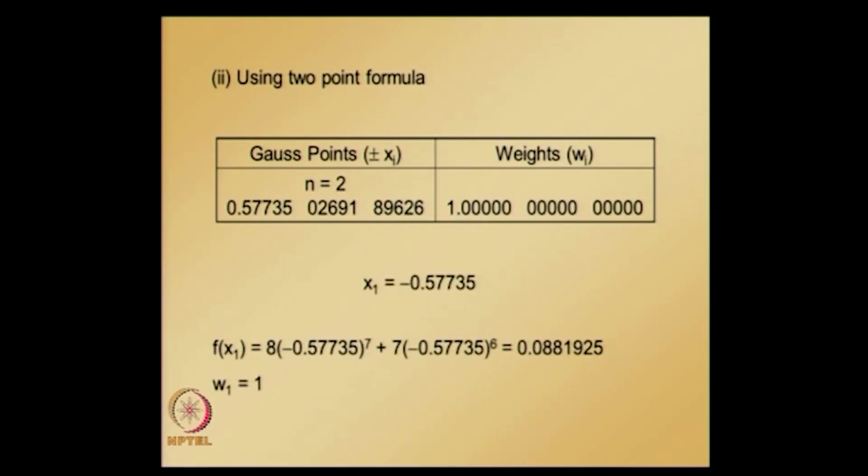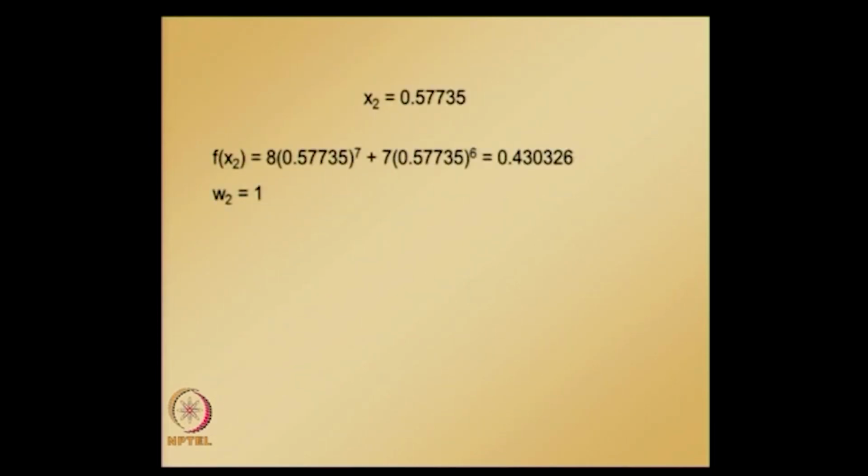So, first integration point, evaluate the integrand, that is 8 times x power 7 plus 7 times x power 6, plugging in x equal to minus 0.57735, and the corresponding weight 1 is also indicated there. Similarly, evaluate the function at the second integration point, which is 0.57735, and the corresponding weight is also indicated.